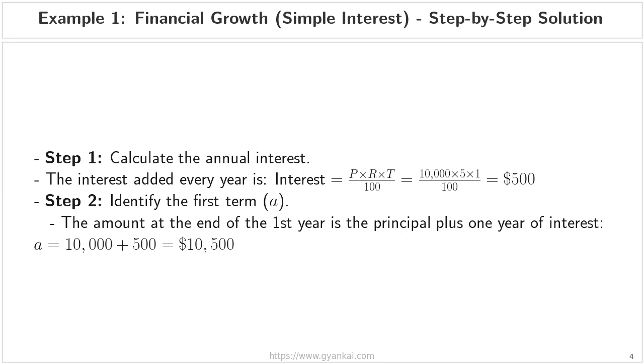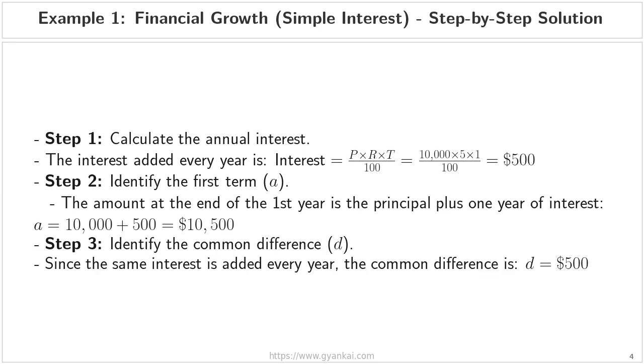This gives us a first term of $10,500. Finally, in step 3, we identify the common difference, represented by the letter D. Since this is simple interest, the amount of interest added remains constant every year. Therefore, our common difference, D, is simply that $500 we calculated in the first step.